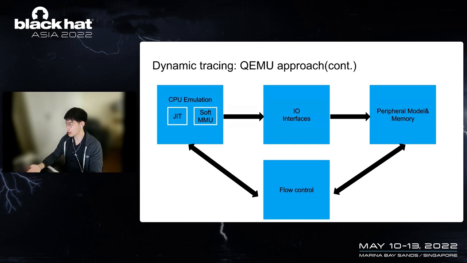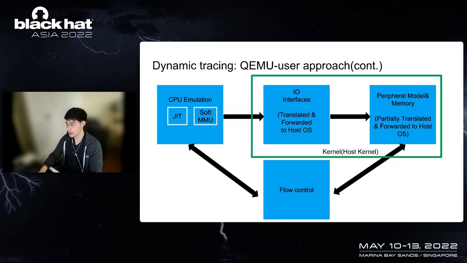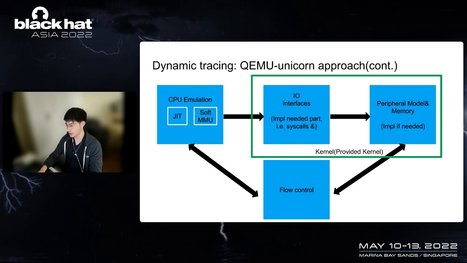To give a clearer illustration here, you can see that for QEMU system, when it executes a binary, it actually has the CPU emulation part, the IO interface part, the peripheral model part, and the flow control part. The QEMU user approach actually delegates the IO interfaces and the peripheral models to be translated and forwarded to the host operating system. However, for the QEMU Unicorn approach, you need to implement the syscalls yourself, like implementing a provided kernel and even managing the memory and implementing the peripheral models yourself.